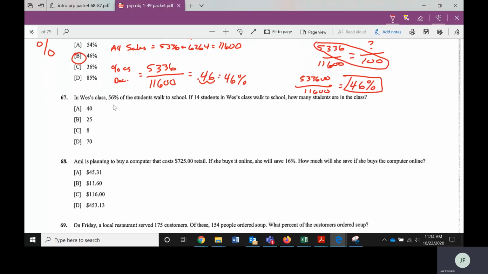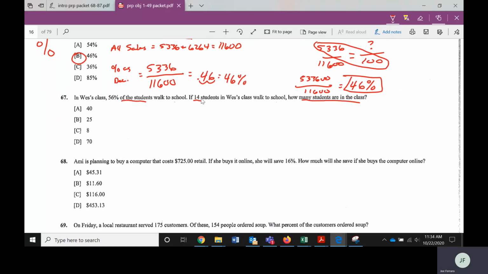So if we look at this, we're not looking for percent, so we're either looking for part or whole. This is 56% of the students, so right after the word of, the students is the whole, okay? And of those students, there's some that walk to school, there's some that don't walk to school. So they give us a number, 14. We have to figure out, is that all the students or is that a part of the students? So if 14 students in Wes's class walk to school, how many students are in the class? So we're looking for everyone in the class. 14 is part of that class.